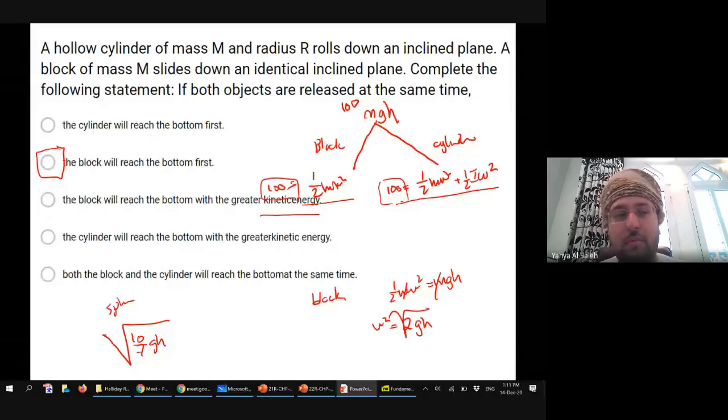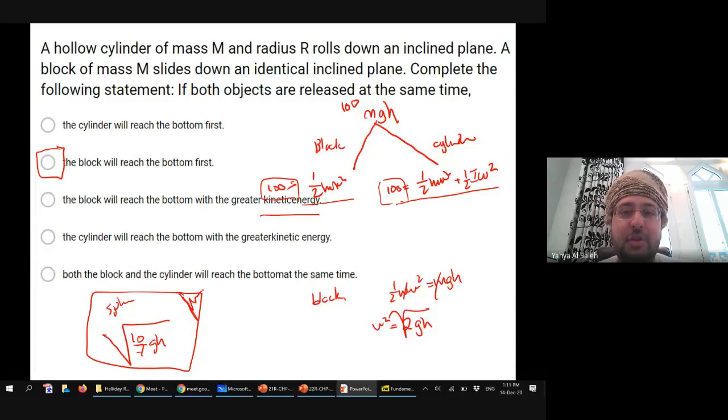Here's a nice homework problem. Try to do it on your own. Remember, this is for a sphere, not a cylinder. So I might be wrong. Try it for a cylinder, and at the beginning of next lecture, tell me if you can prove this wrong or right. Tell me if you can prove that I am wrong and that the cylinder needs to reach first.